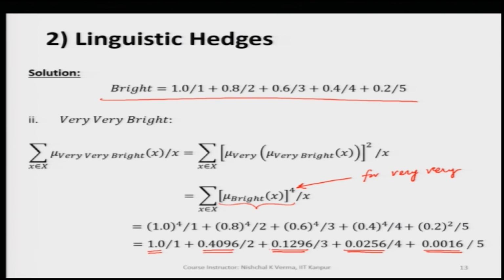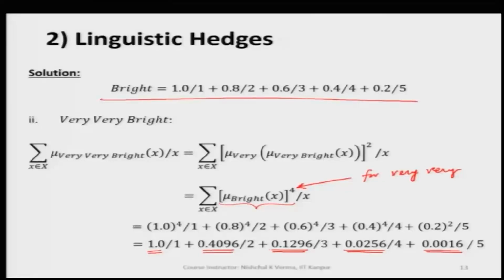So, we do not have to change these values, only the change will happen to the corresponding membership values. In case of the discrete fuzzy set, simply we take the membership value and raise it to the power 4, and then whatever value comes we will write. But if it is a continuous fuzzy set, then the membership function will be raised to the power 4. It means we will write mu x raised to the power 4.